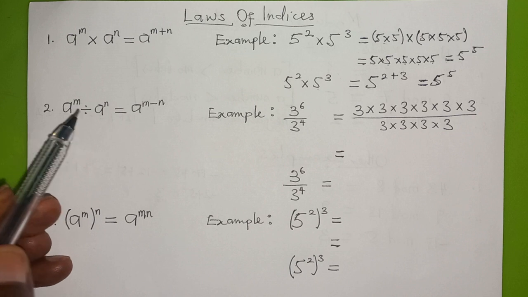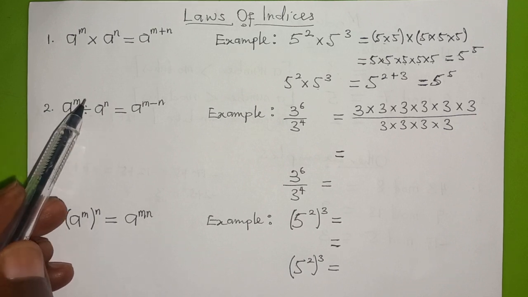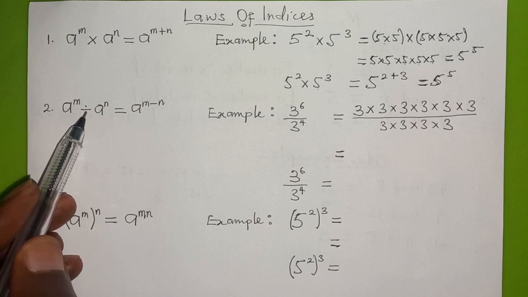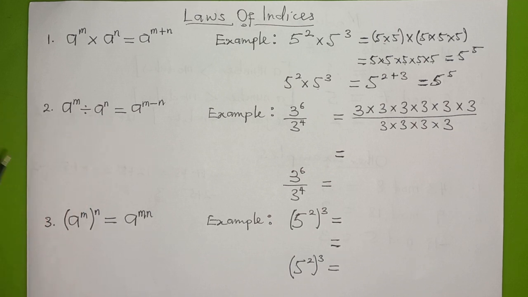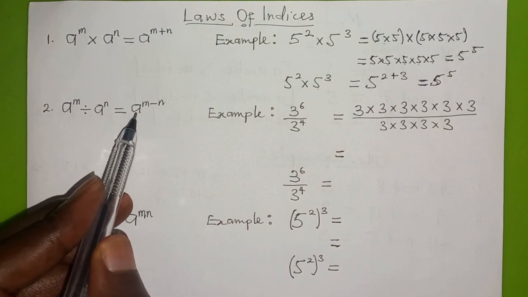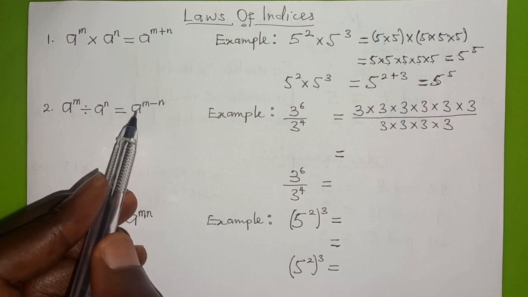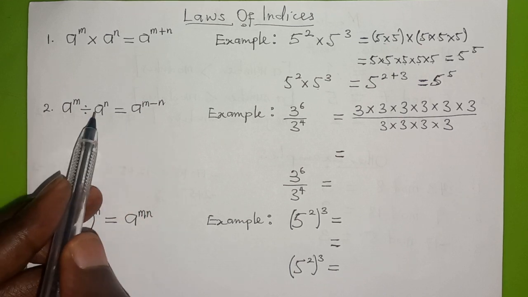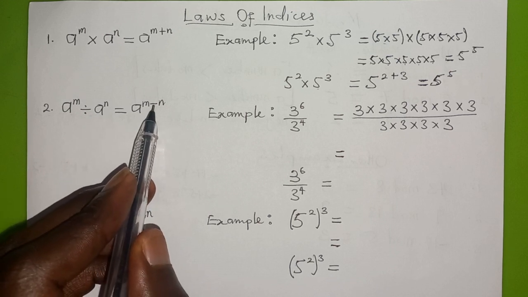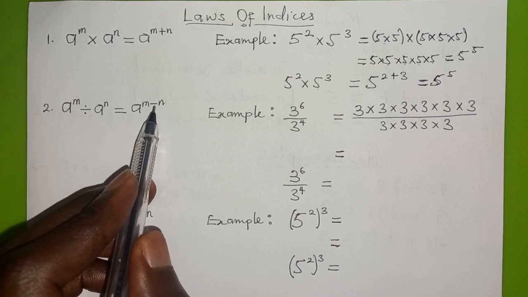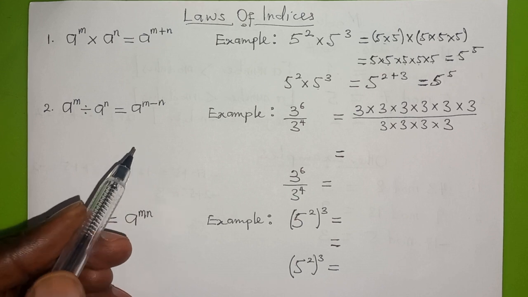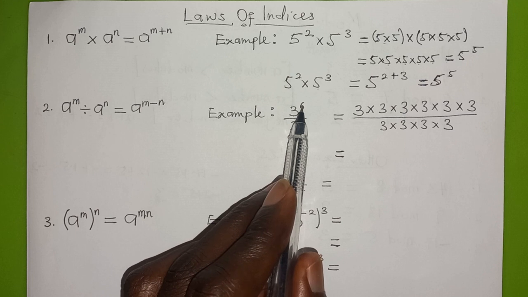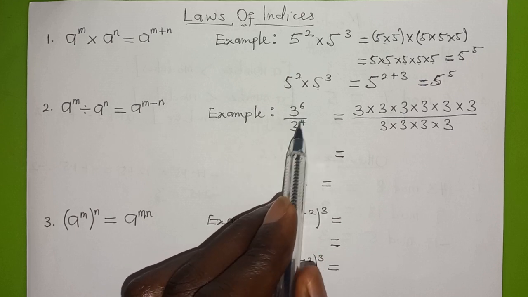The second law is quite similar, but the only difference is the division sign. Anytime a raised to the power m is dividing a raised to the power n, then your final answer is going to be a raised to the power m minus n. What this means is that anytime they are dividing, the powers of these numbers are going to subtract. All right, so let's come to this example. We have 3 raised to the power 6 divided by 3 raised to the power 4.